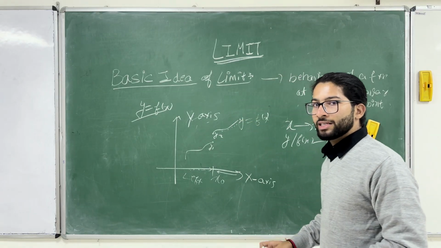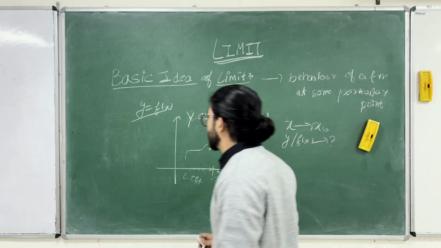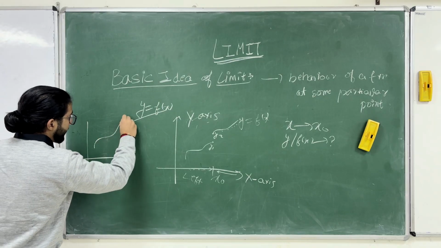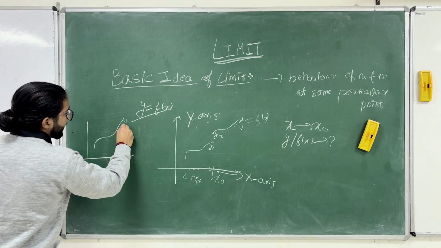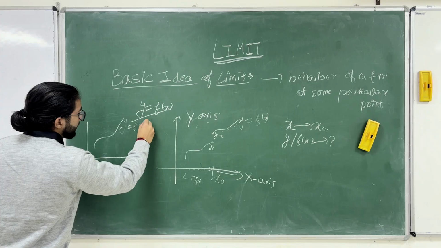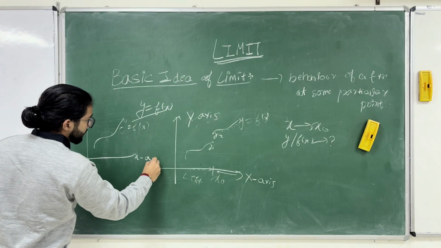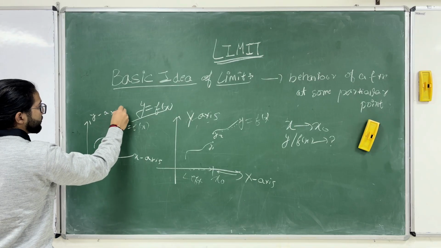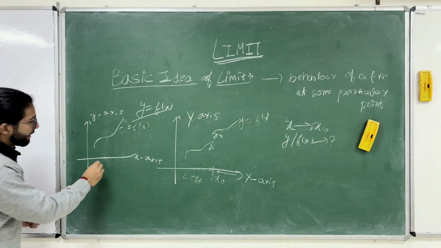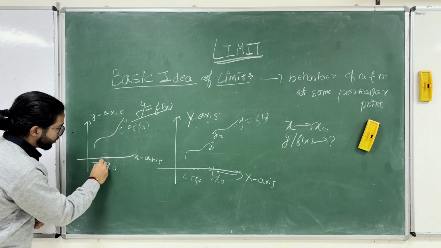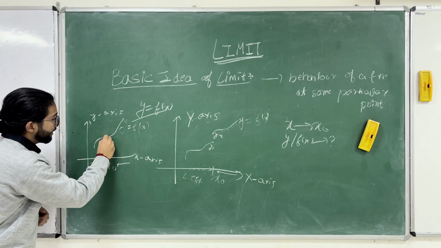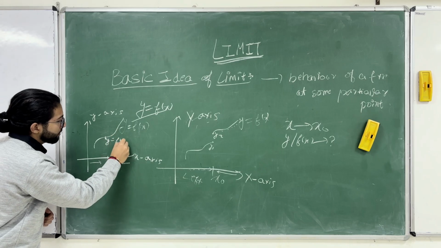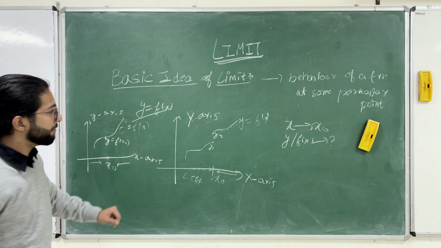So there is a difference between that graph and the previous one. Let me draw that graph again. This one is the previous one. Again y is equal to f(x), with the same x-axis and the same y-axis. What's the difference? When we go towards x naught from any direction in the previous graph, our graph goes towards the same point, y is equal to f(x naught). But in the second one, it's not the same.